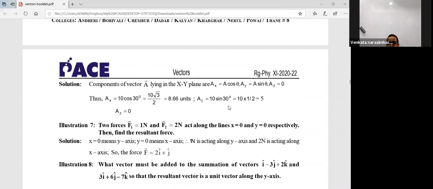Sir, I've written the answer in the chat. Okay. Wait, let me stop the screen share. I'll show the solution. One second, wait. What vector must be added to the summation of this and this so that the resultant vector is a unit vector along y-axis?